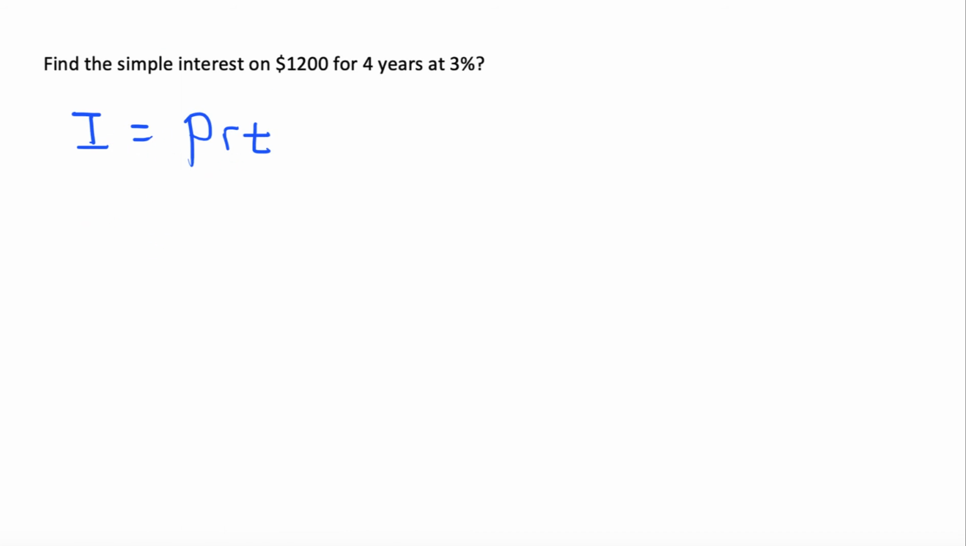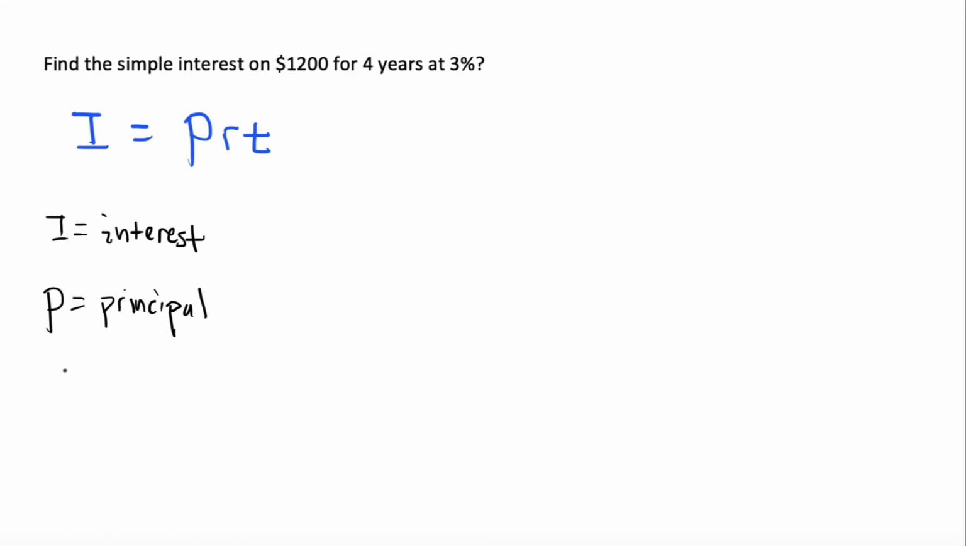Well, I, of course, stands for interest. If you think about banking, if you invest a certain amount of money for a certain amount of time at a certain percentage, at the end of that period we calculate the interest that you have earned. So P is called the principal. This is how much money is being invested.